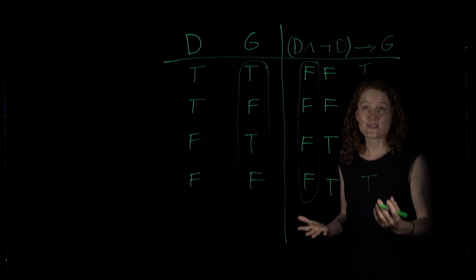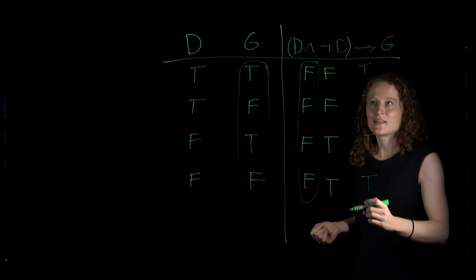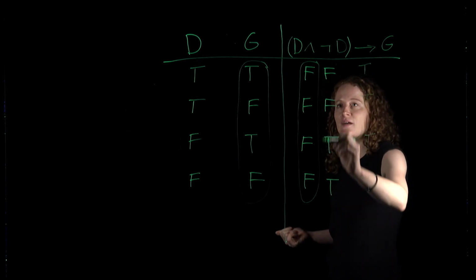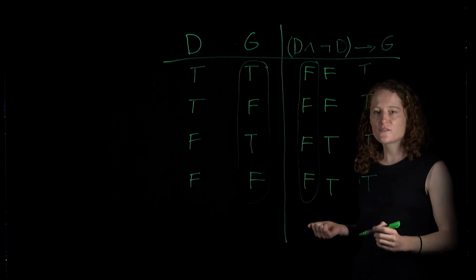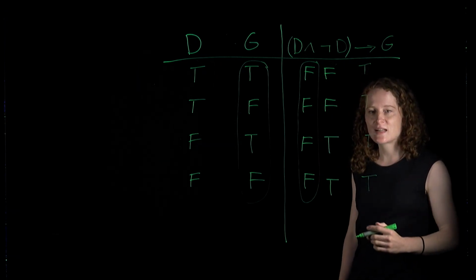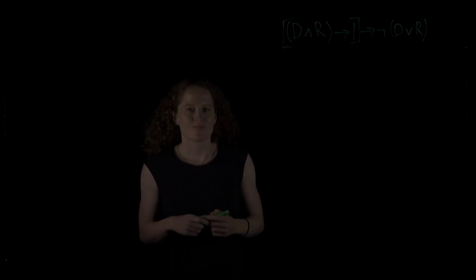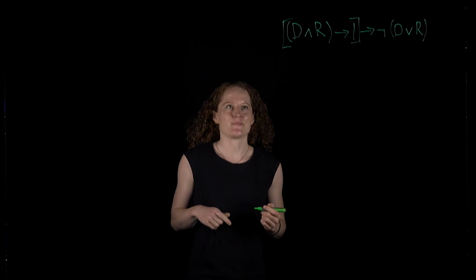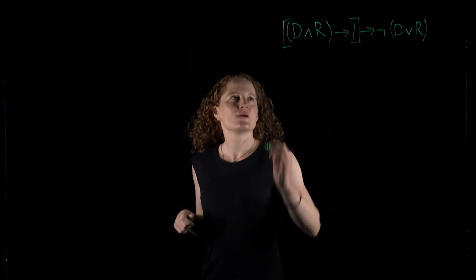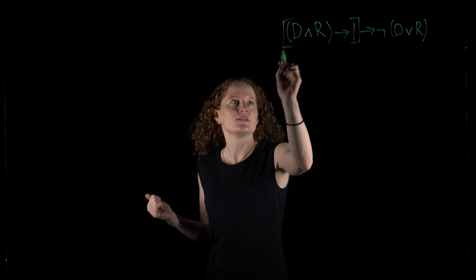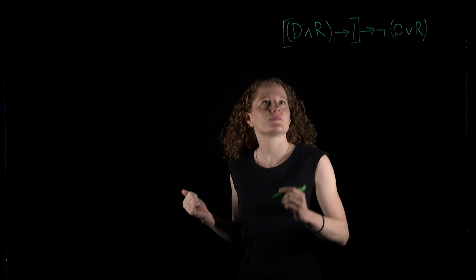So what we have seen here is that given that the antecedent of this conditional is false on every possible valuation, it follows that the conditional itself is true on every possible valuation. Let's look at a third example. In this case, we have a sentence with 3 atomic constituents, namely D, R, and I.